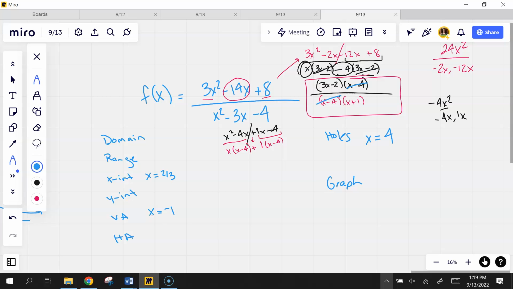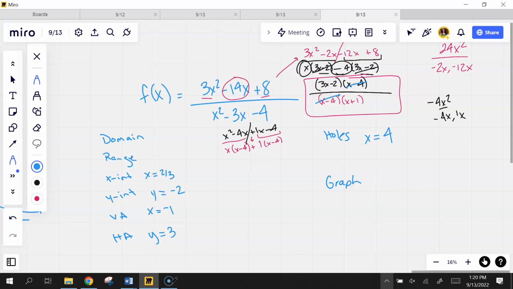Y-intercept. Negative 2. How did you get that? Plugged in a 0 for x's, right? 8 divided by negative 4. Or negative 2 divided by 1. Whichever one you want to do should give you the same answer. Horizontal asymptotes. 3. Why is it 3? They're the same, so it's leading coefficient at the top divided by leading coefficient at the bottom.